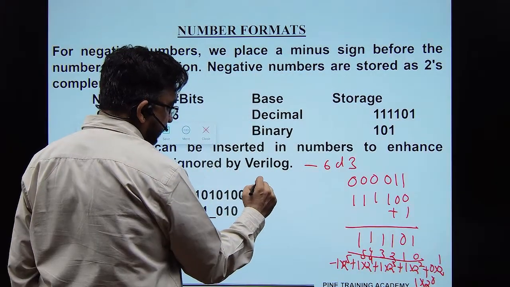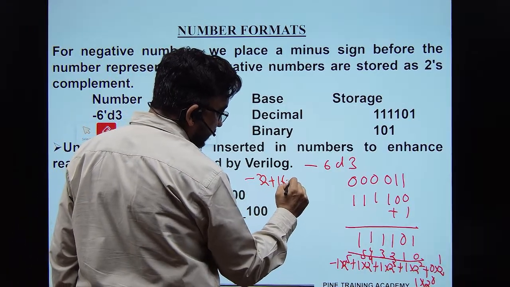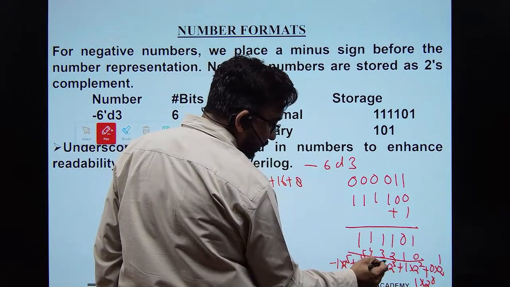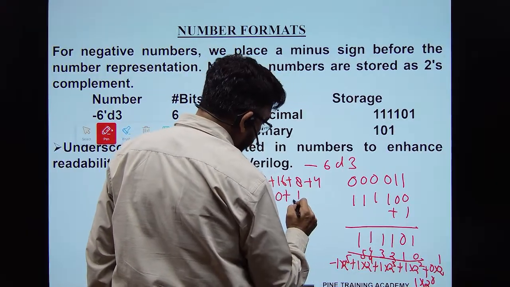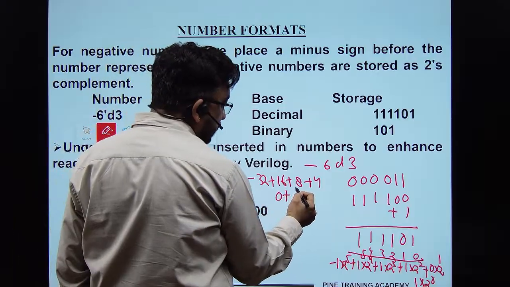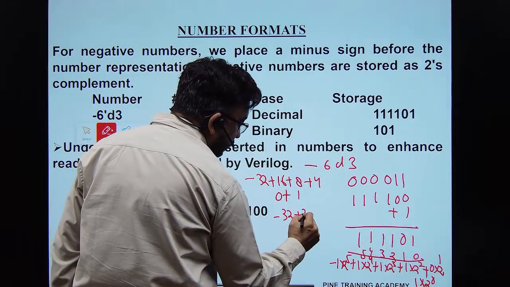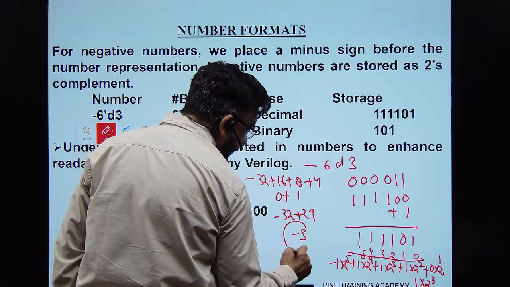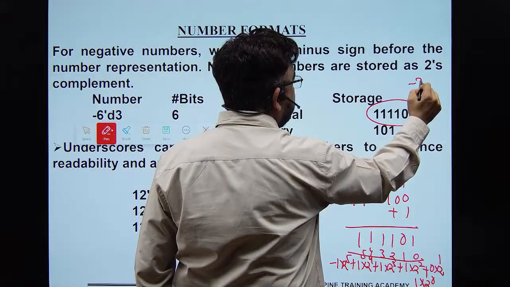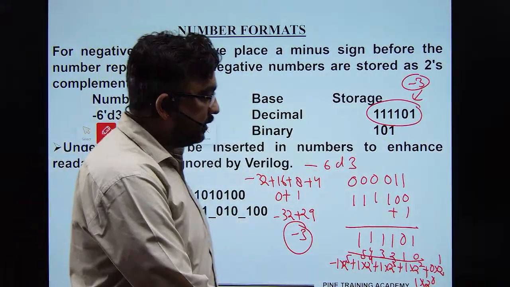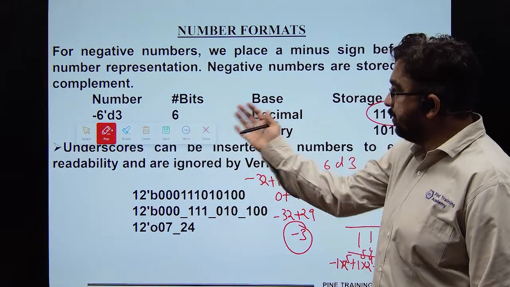So minus 2 to power 5 means minus 32, plus 16, plus 8, plus 4, 0, and 1. So 16 plus 8 is 24, 24 plus 4 is 28, plus 1 is 29. So minus 32 plus 29 is minus 3. Okay, so this is basically representing minus 3. This is how it works.